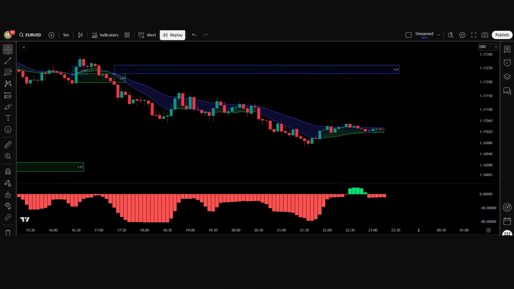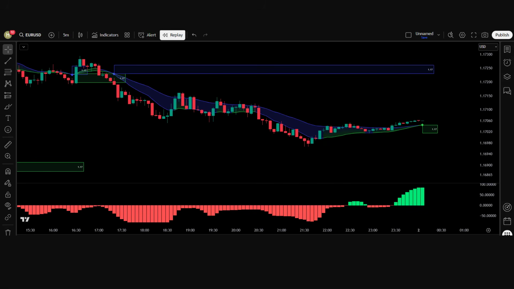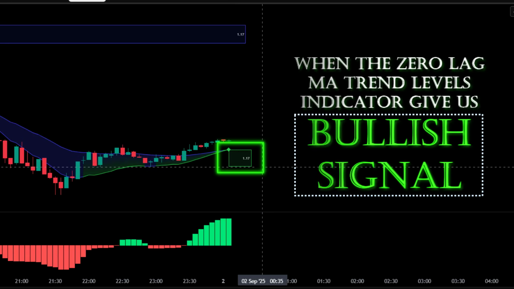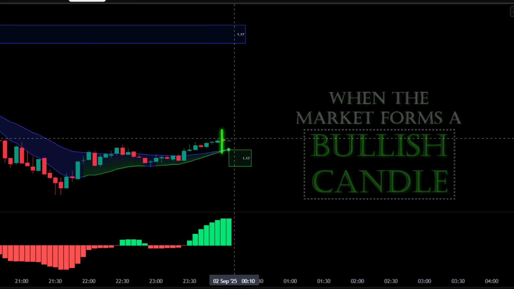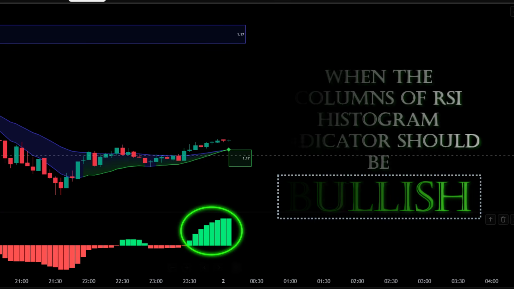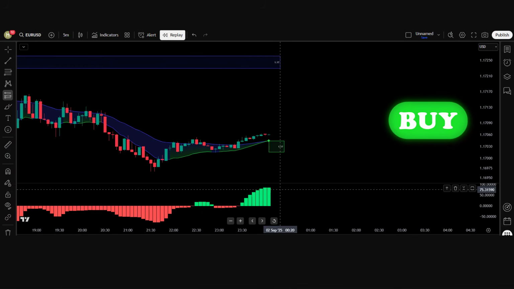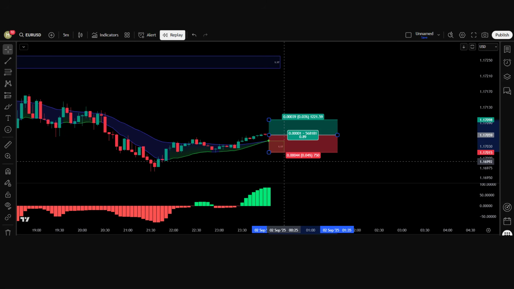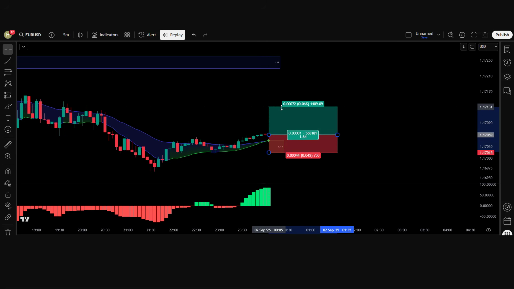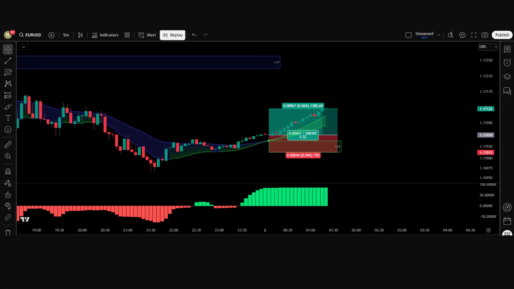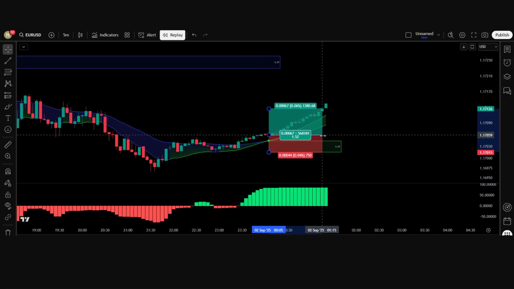Now, let's understand the concept where we will take buy and sell trades based on their conditions. When the Zero Lag MA Trend Levels Indicator gives us a bullish signal. When the market has formed a bullish candle. When the columns of the RSI histogram indicator are bullish. If this condition is fulfilled, then we will place a buy order. Place your stop loss at the price of the green trend shift point, with a 1 to 1.5 risk-reward ratio. The market has completely hit the target.